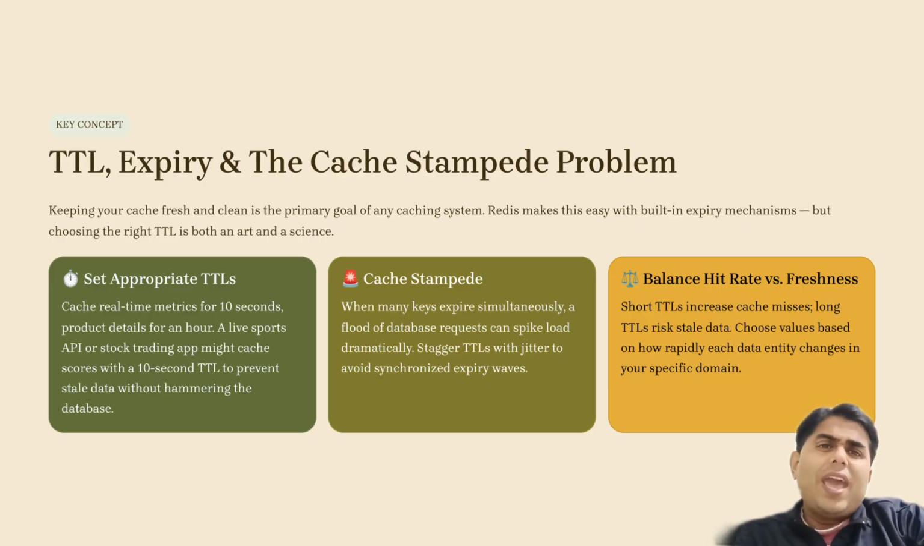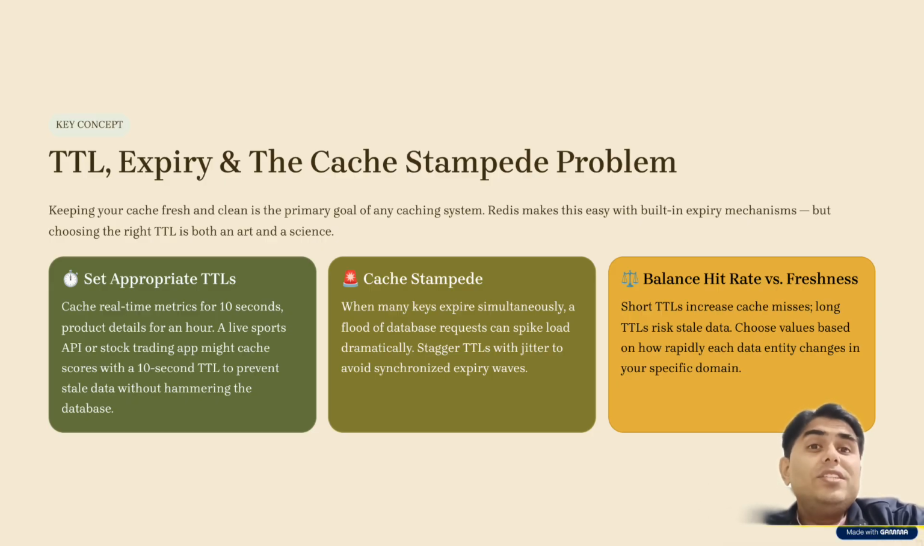And now I discuss the cache stampede. Suppose 1 lakh cache keys expire together. Now all users hit MySQL, and the database crashes. This is called a cache stampede. So what is the solution? Random TTL, distributed lock, background refresh, preloading. These are the things we can use.